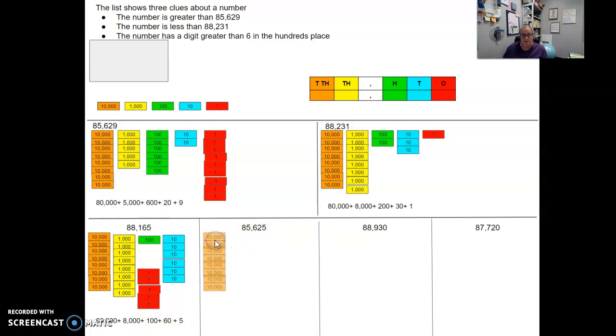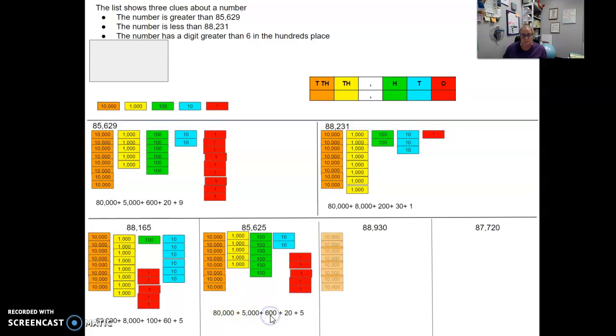85,625. I have 8 groups of 10,000s, 5 groups of thousands, 6 groups of hundreds, 2 groups of 10s, and 5 groups of 1s. Again, if I write it in expanded form, it would be 80,000 plus 5,000 plus 600, plus 20 plus 5.